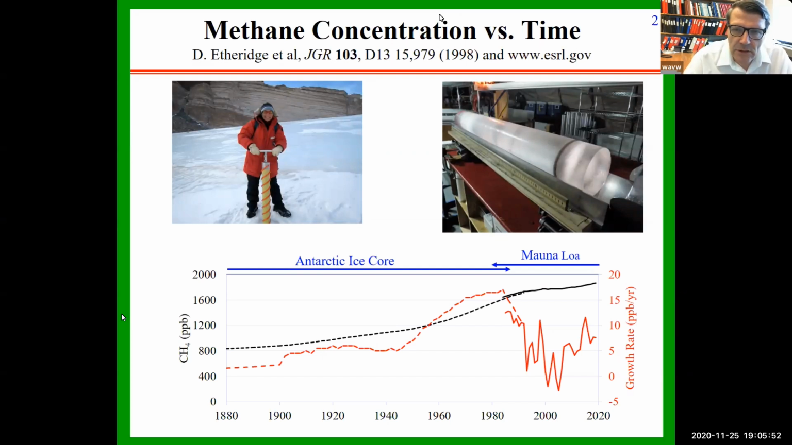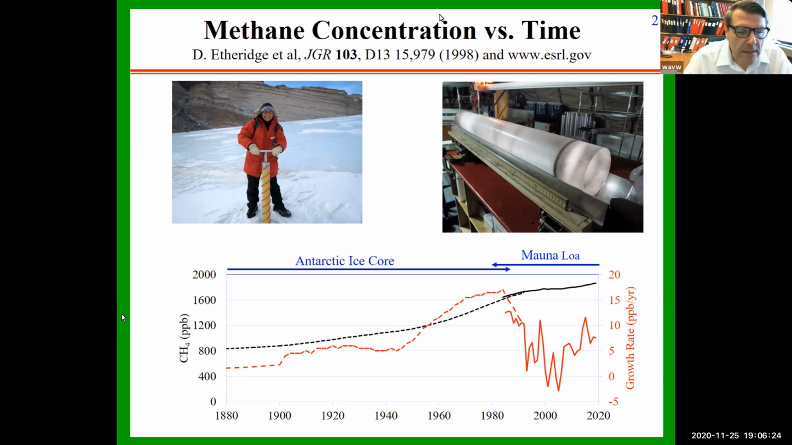And the result is shown in the graph below. So the black curve is the methane concentration. In 1880, it was about 800 parts per billion. Throughout the 20th century, you see it has increased to the present day about 1,800 parts per billion or 1.8 parts per million. What I thought was interesting is if you look at the derivative or the growth rate of that curve, we get the red graph.